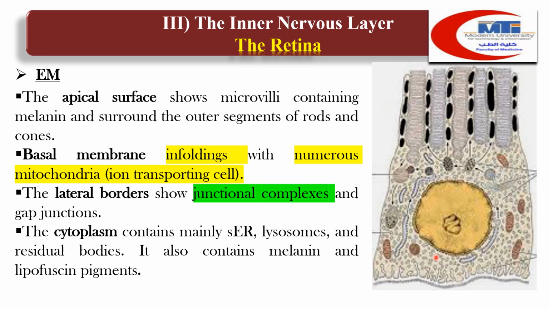The basal plasma membrane shows enfoldings with numerous mitochondria, and this is a characteristic of ion transporting cells. The lateral borders show junctional complexes and gap junctions, and the cytoplasm by electron microscope also shows mainly smooth endoplasmic reticulum, lysosomes, and residual bodies. It also contains melanin and lipofuscin pigments.